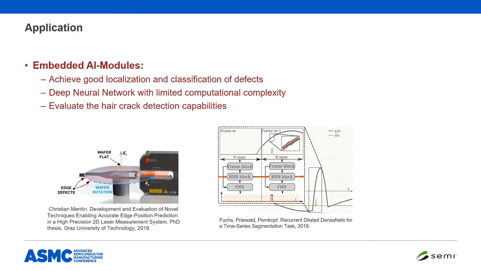My part in this project is the implementation of embedded AI modules. The target is to achieve a good localization and classification of defects within the measurement data. And we want to solve this task using a deep neural network with limited complexity, since standard methods cannot deliver good results on our data. For this paper, we would like to evaluate the hair crack detection capabilities of our system.